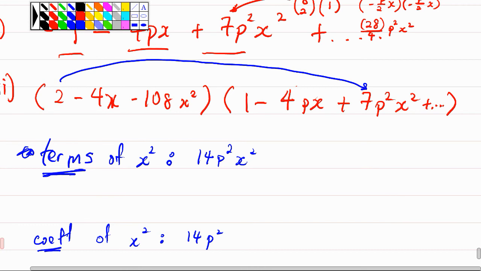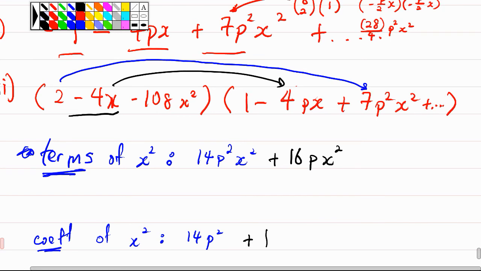You need to multiply 3 times. The blue one I settled. Second one, the black one: negative 4x must multiply by what? Negative 4px. So what do you write? Plus 16p x squared. Or if you don't like to write the x squared, plus 16p.